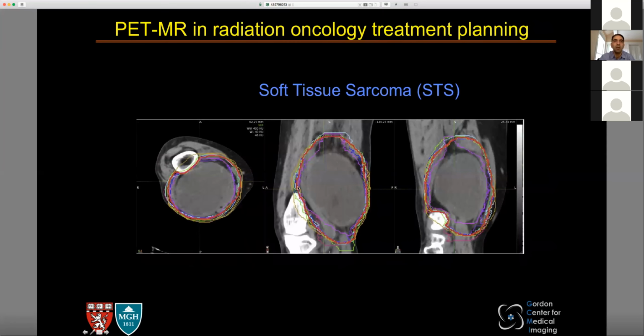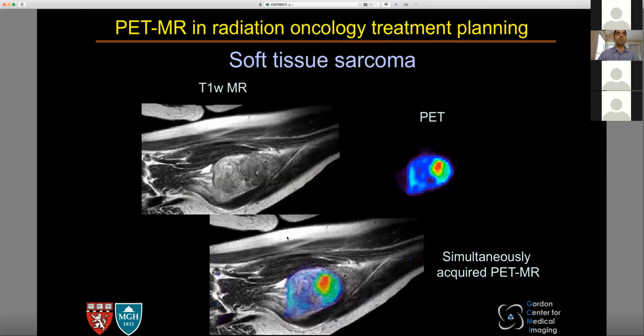Here's a tumor, and what I'm showing you here is multiple radiation oncologists who drew a contour around the tumor. You see that it's quite variable and it's quite big. And some will treat only this, and some will include this part. So the question is, can we help the radiation oncologist delineate really where the lesion is? And the answer is yes. Here's an example.